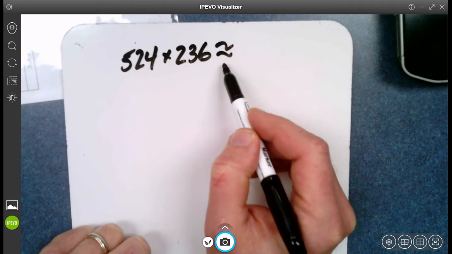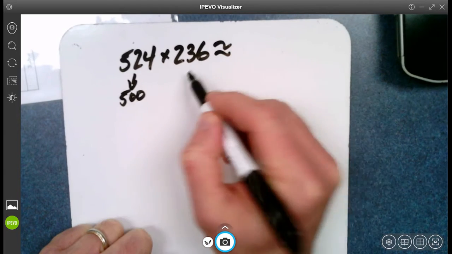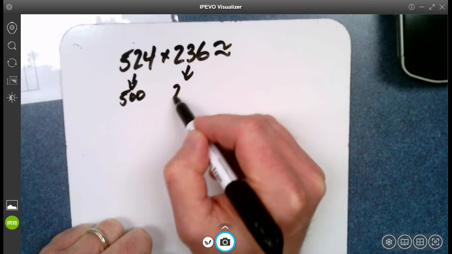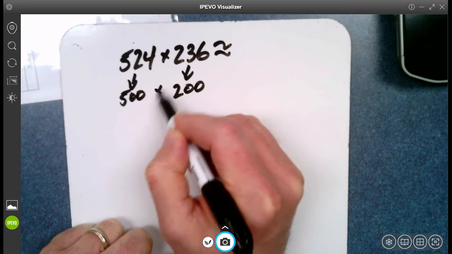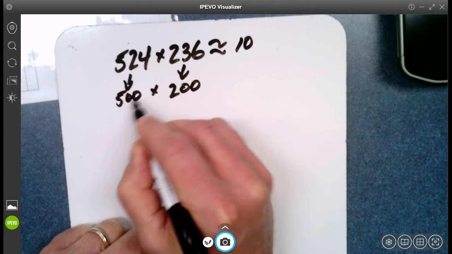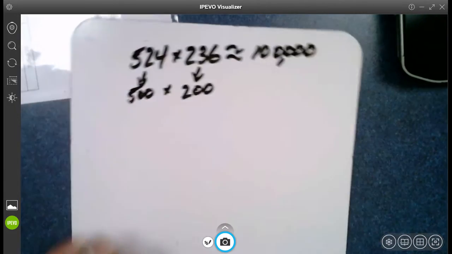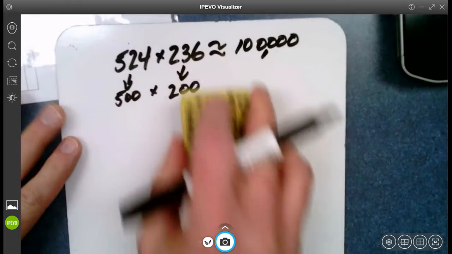We're always going to start off by estimating. So the 524 is going to become 500, 236 becomes 200. Basic fact, 5 times 2 is 10, with 4 zeros. 1, 2, 3, 4. So our answer should be around 100,000.